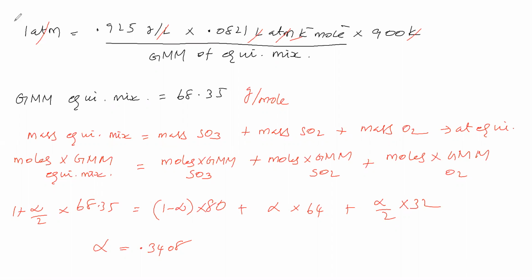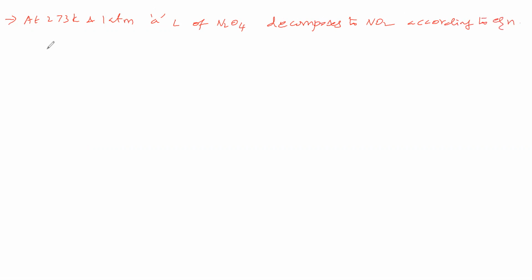Next sum we will take. At 273 Kelvin and 1 atmosphere, a liter of N2O4 decomposes to NO2 according to the equation: N2O4 gas gives 2NO2 gas.